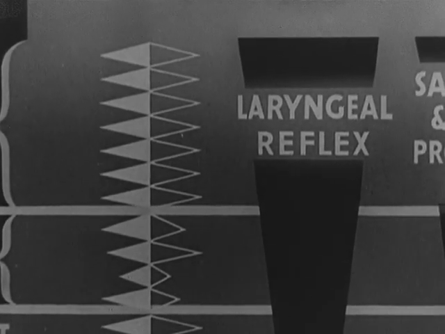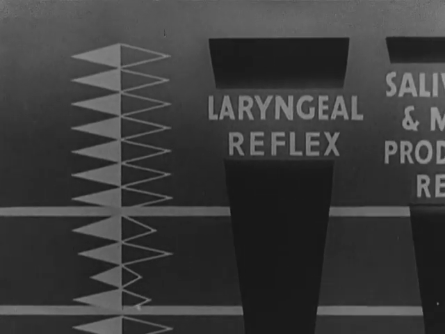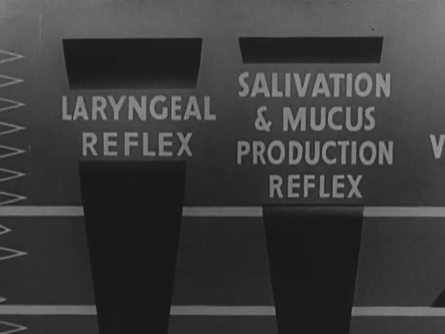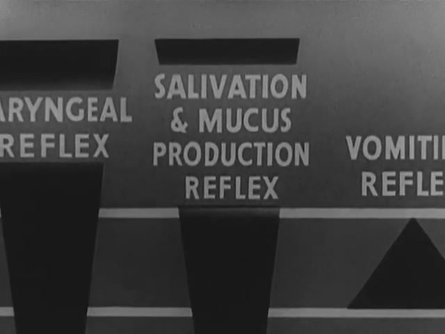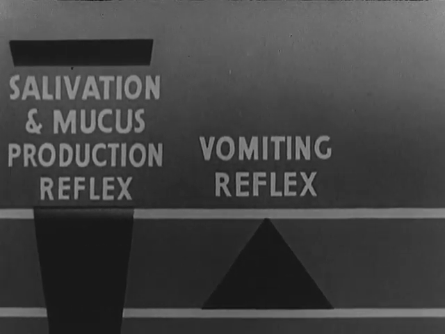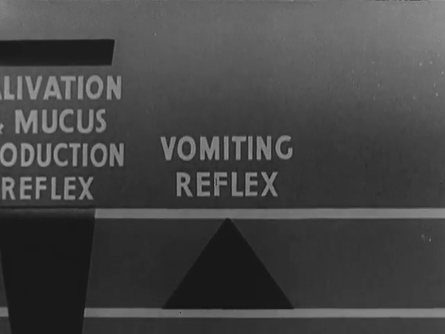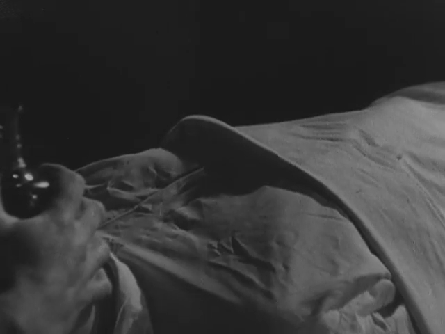As we've already seen, the laryngeal reflex is present, so is salivation and mucus production, while the vomiting reflex is most active at the bottom of this stage. Here is typical irregular breathing as the anaesthetist sees it by chest movement.